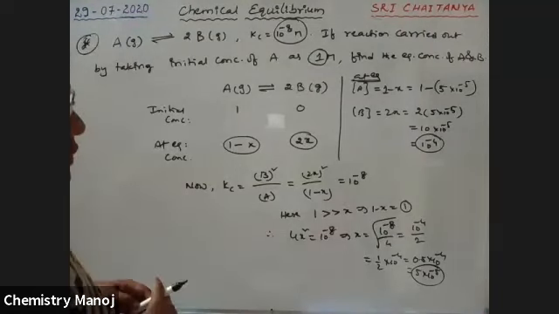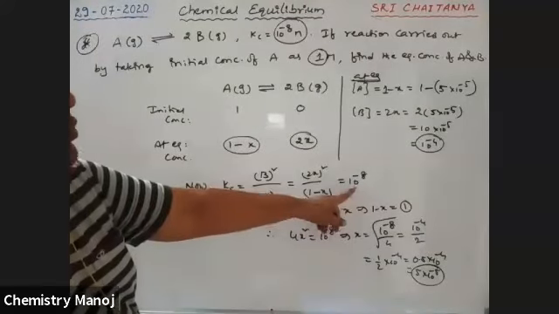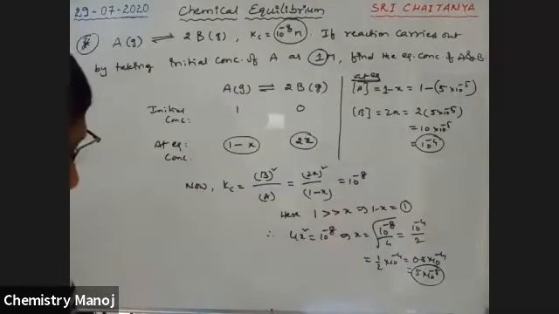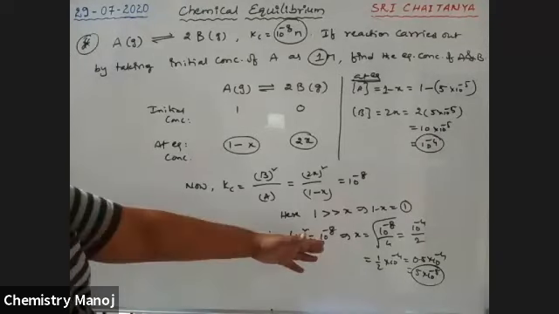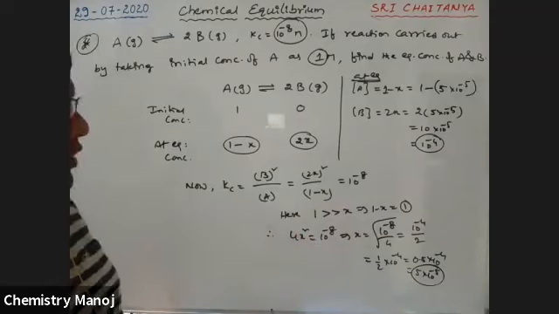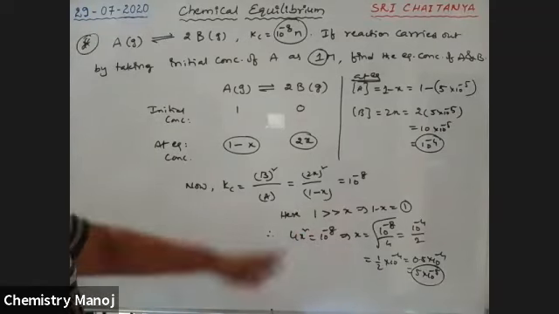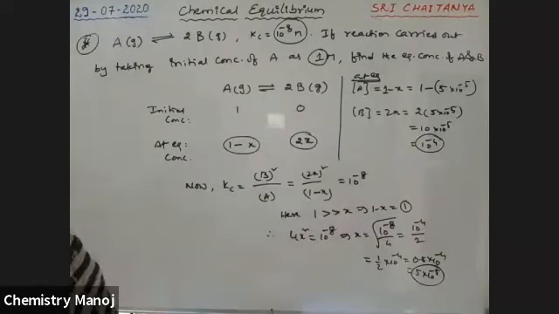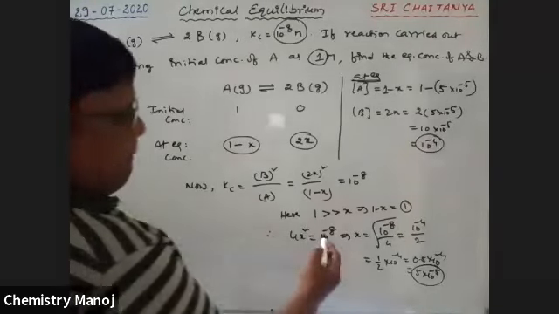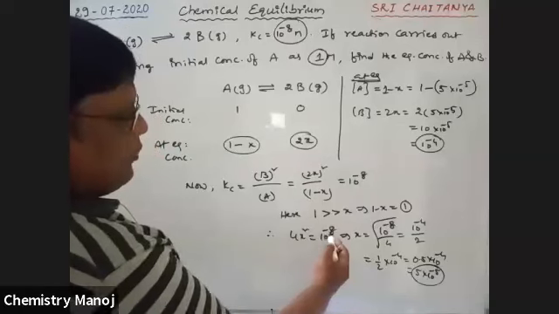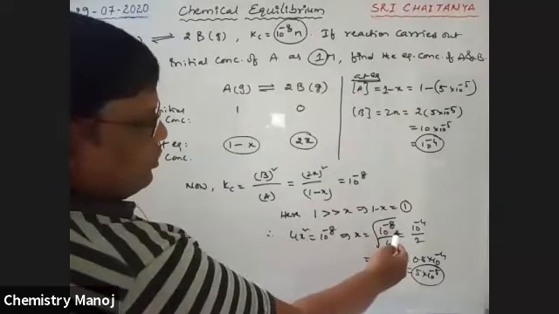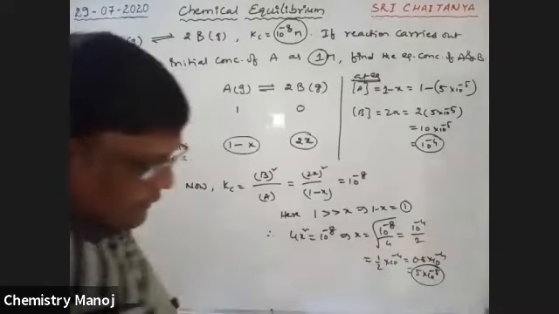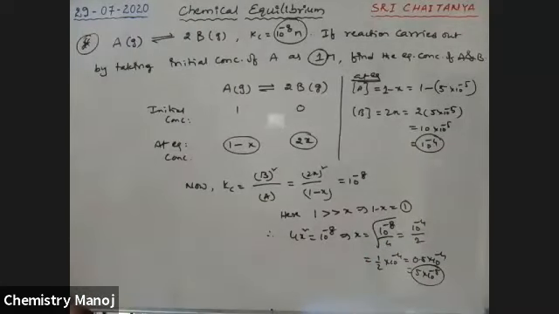See, boys, it is 10 power minus 8. Is the value correct or wrong? Boys, is the derivation correct or wrong? Check once again. It is 1 minus x, 4x square. 4x square is equal to 10 power minus 8. Therefore, by 4 root means 10 power minus 4. Yes, it is correct.